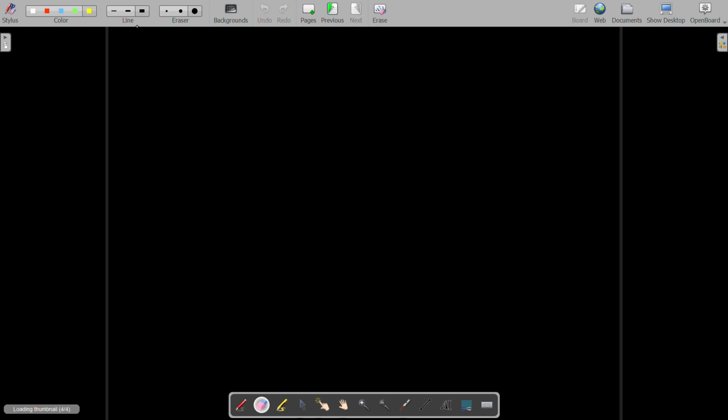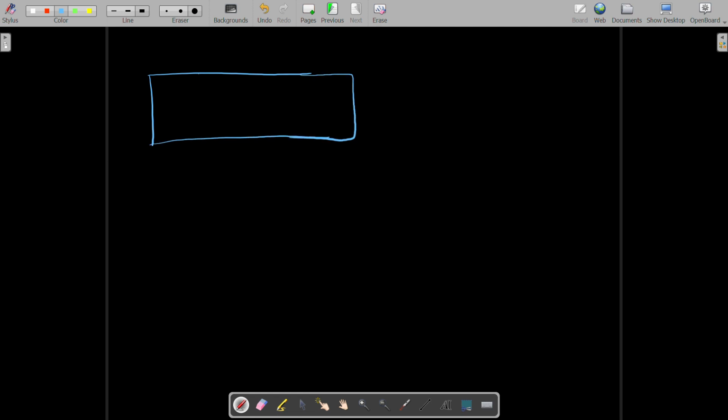Let's go with another example. Say we have, we'll just go with a chocolate bar, a candy bar. We have a candy bar here. This part of the candy bar has M&Ms, and this part of the candy bar has marshmallows.